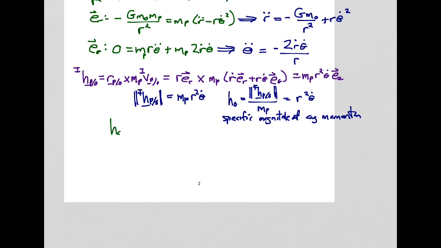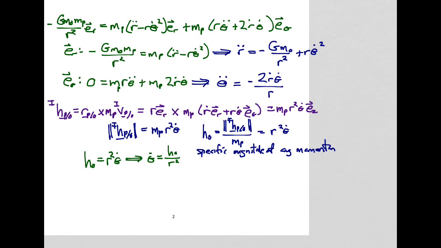And so we have H_O, which is equal to r squared theta dot. If we solve for theta dot, then we get our specific magnitude of the angular momentum divided by r squared. And let's plug in theta dot into each of these equations of motion.